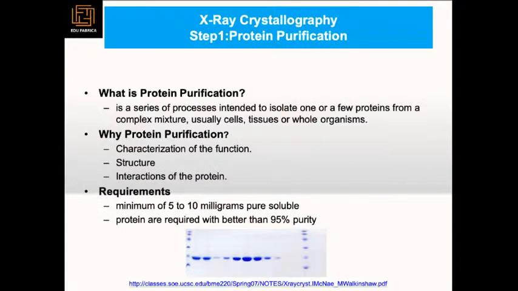So in step 1, protein purification, this is done with the help of SDS-PAGE. You can isolate one or more proteins from the complex mixture, usually cells, tissue or whole organisms. So why do we do this protein purification? In order to characterize the function, structure, and interaction of the proteins. So you need 5 to 10 milligrams of pure soluble protein with 95% purity. So keep that in mind while doing so.